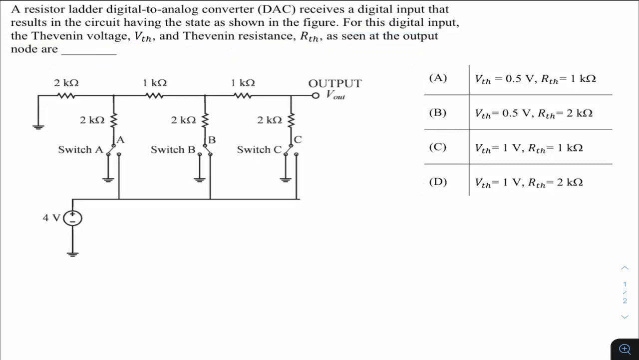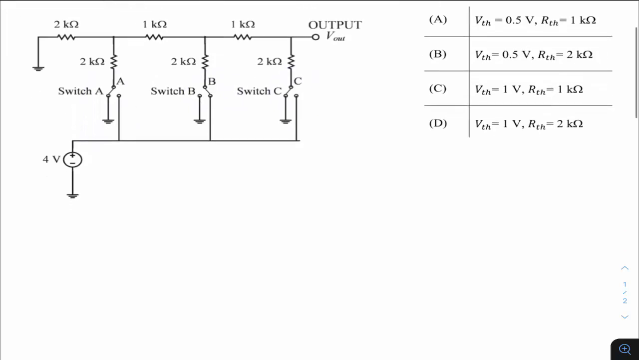So basically we have to observe the states of the switches, because the question says it receives a digital input that results in the circuit having the state as shown in the figure. It means that because of the corresponding digital input, the switches are in these positions, right? That is the first point. So I'd like to first redraw the circuit by eliminating the switches, because each switch is either connected to 4 volts or connected to ground.